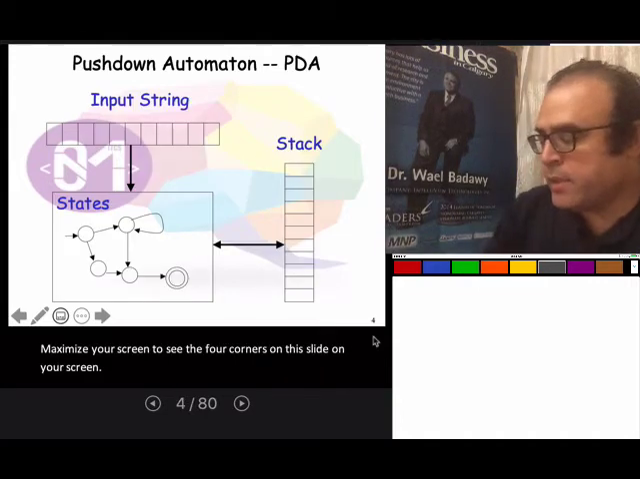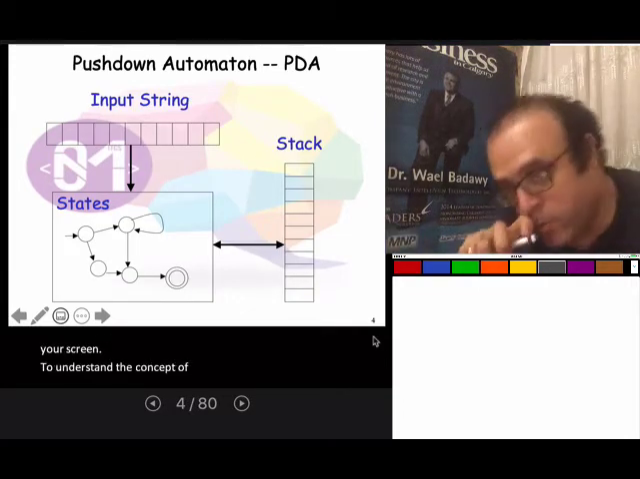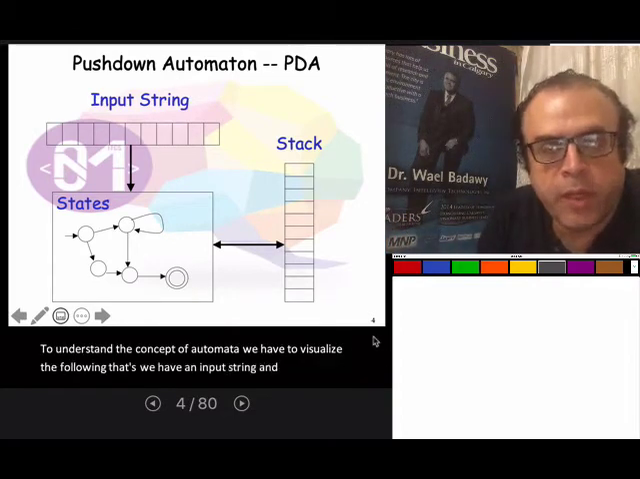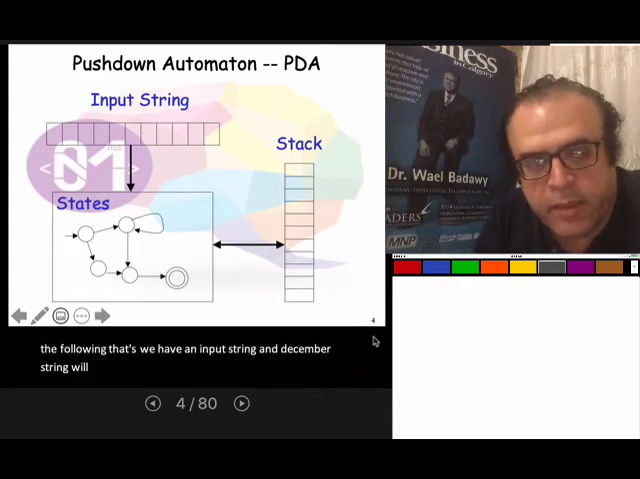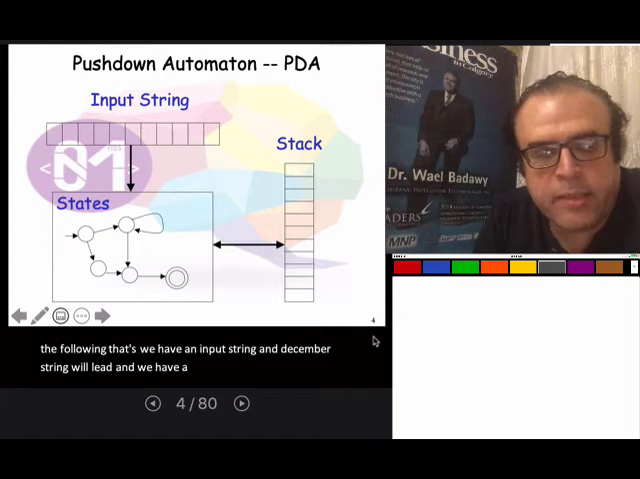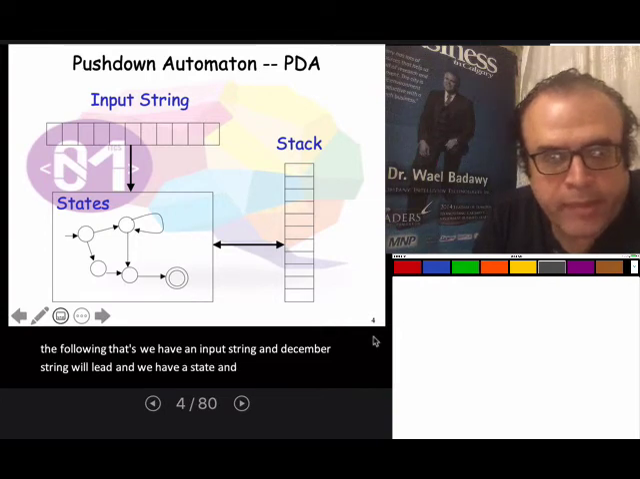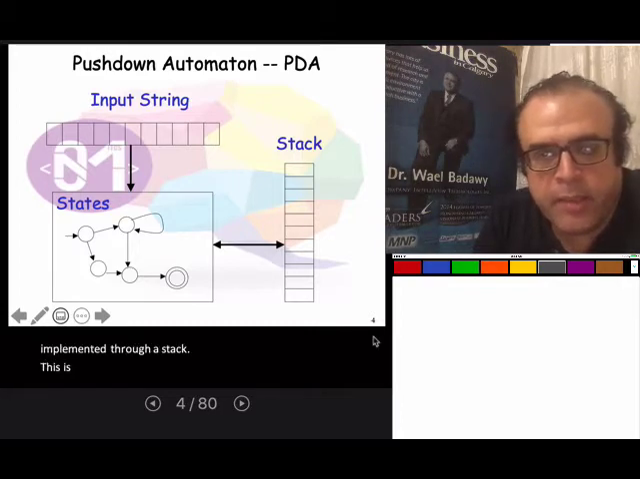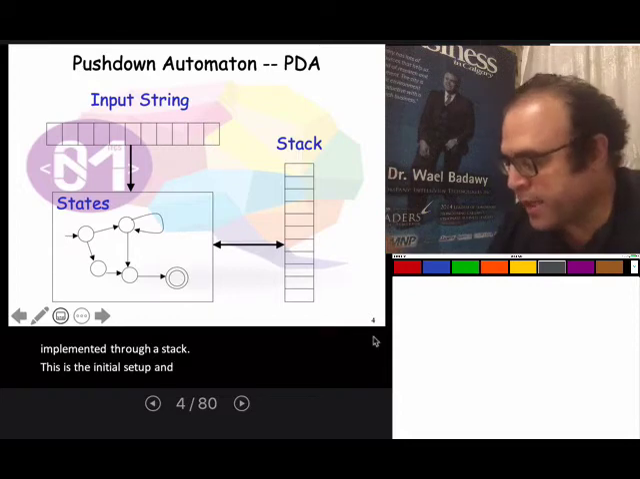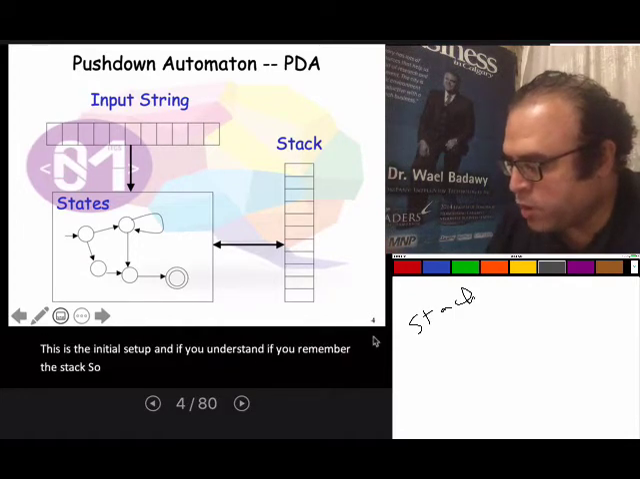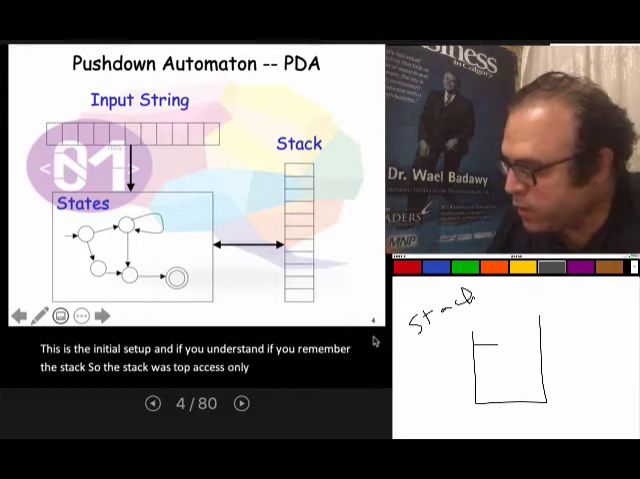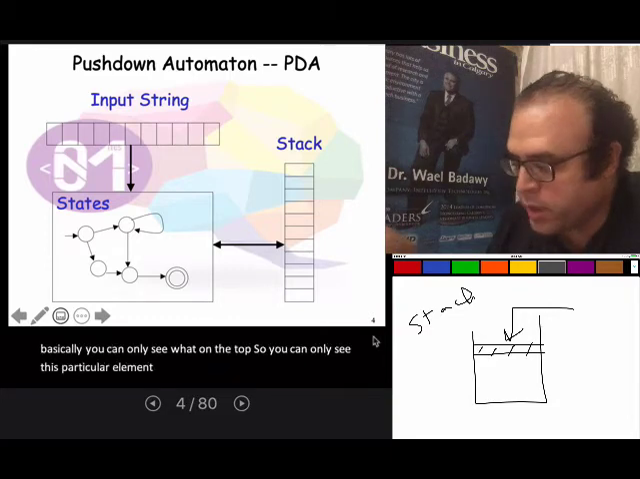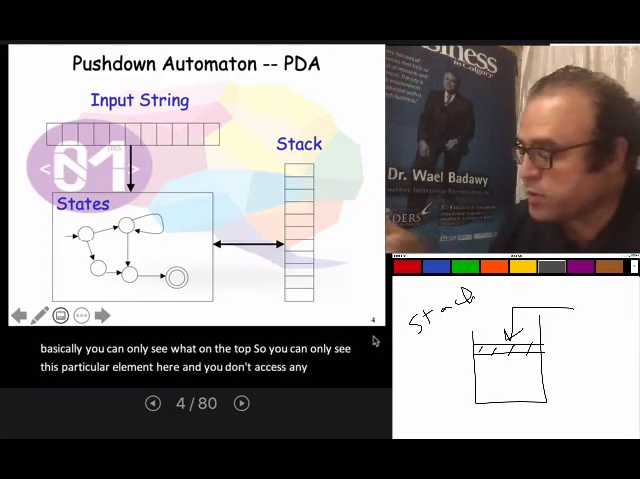To understand the concept of automata, we have to visualize the following. We have an input string, and we have states, and the states will be implemented through a stack. So this is the initial setup. If you remember, the stack was a top-access-only structure. So basically you can only see what is on the top. You can only see this particular element here, and you don't access any of the other elements. So the concept is very straightforward.